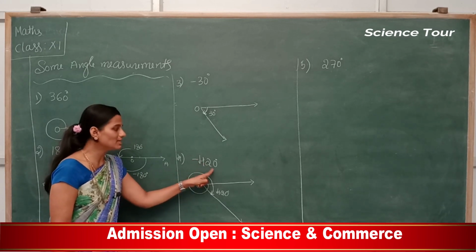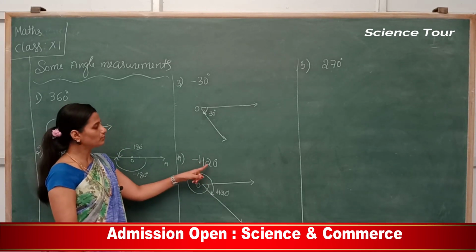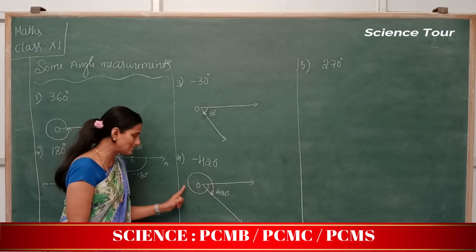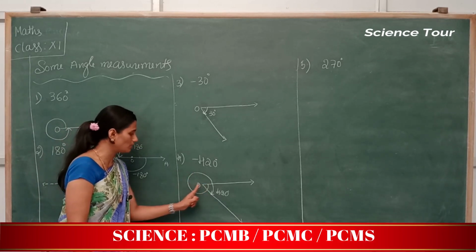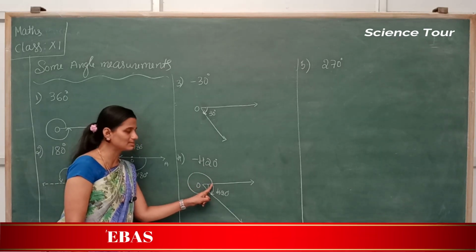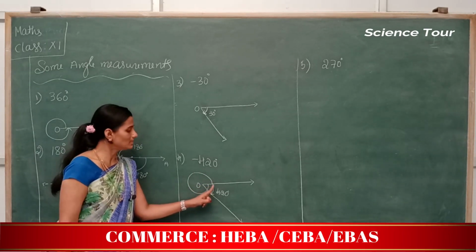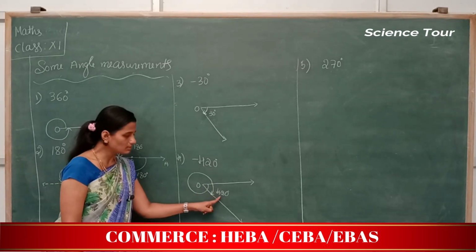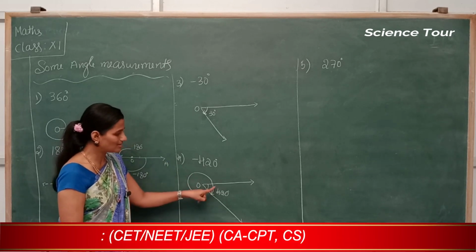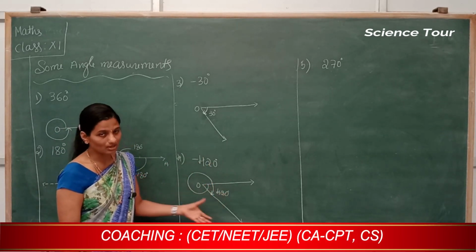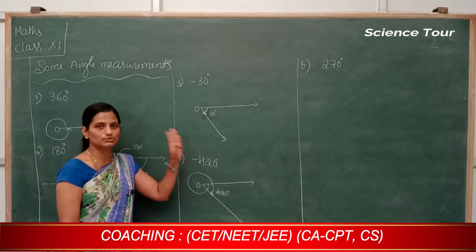So again minus 420 degree. How to mark minus 420 degree? Minus 420 is one full circle and it is clockwise direction. Clockwise direction till here, 360. 360 plus 60 is 420. So this is here, nearly 420. I am not taking the protractor and I am not measuring here. Just I am showing the direction, positive or negative.